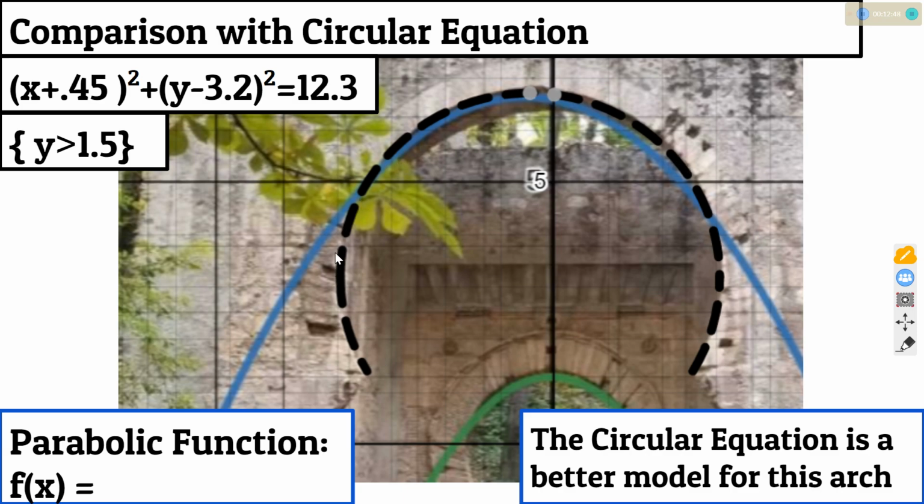So there is a video on graphing circles. If you're confused about how to do that, you could watch that video and hopefully that'll go into more detail about how to do the comparison with the circular equation. And you would want to have both the parabola and the circle on the same slide. So it shouldn't be too hard. A lot of arches are already circular, so just do your best. But if the parabola fits it better, then that would also be something you could say. You could say the parabolic equation is a better model for this arch.